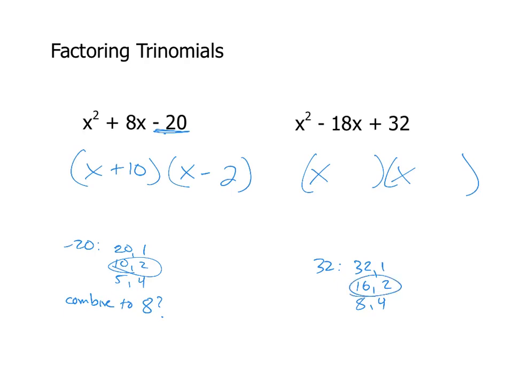So let's take 16 and 2. And I've got to make a negative 18. So the way I'll make a negative 18 is with a negative 16 and a negative 2. So there's factoring some trinomials.